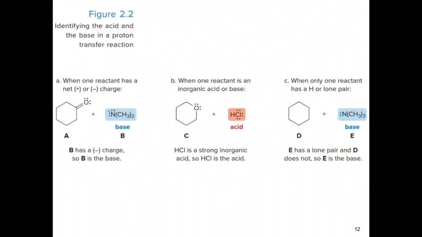And the last scenario that we have here, we have one reactant that contains a lone pair. And so automatically this reactant right here, which is the only one that contains a lone pair, will be considered the base because this lone pair is capable of forming a bond with a hydrogen atom. So this molecule right here, molecule D, is the acid in this case because it doesn't contain any lone pairs and it has multiple hydrogen atoms bonded to the carbon atoms.